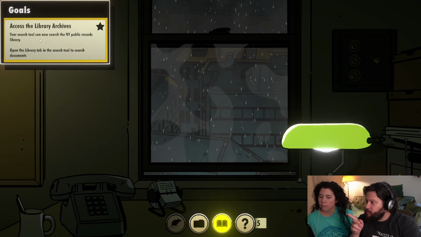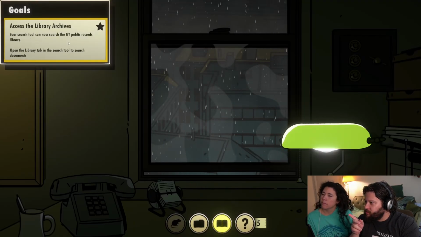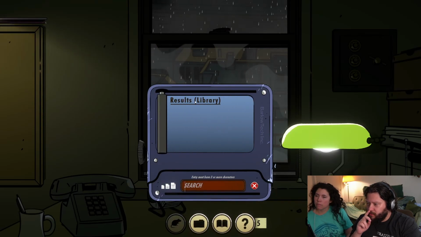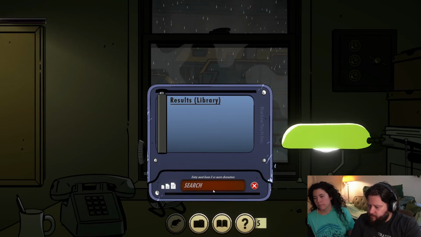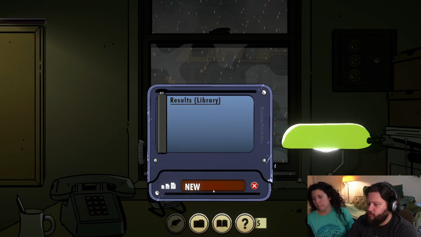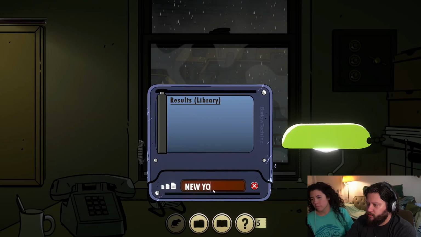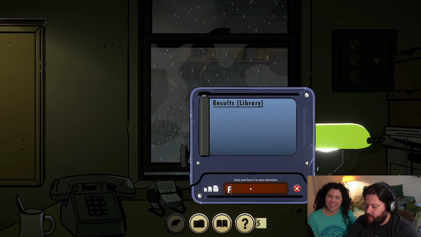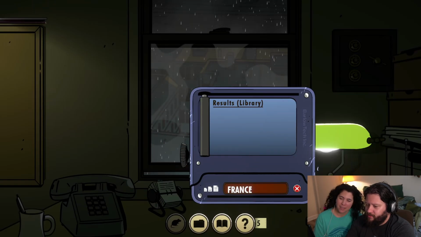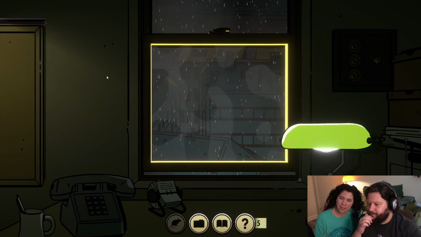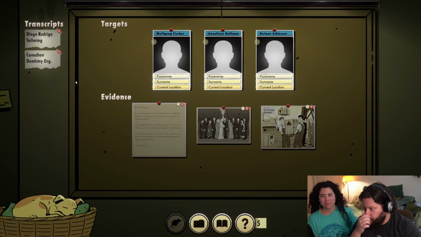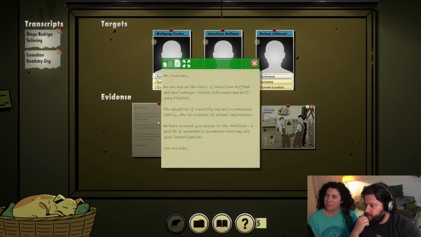The search tool can now search the New York Public Records Library. Open the Library tab in the search tool to search for documents. Interesting. So if I wanted to search like new... Oh. We don't have anything yet. Oops. France. Oh well. I'm sure it'll come up. Yes. We got three.